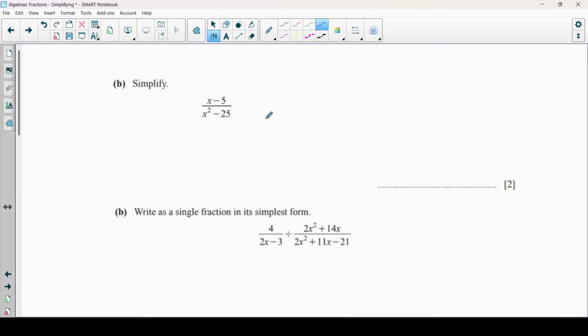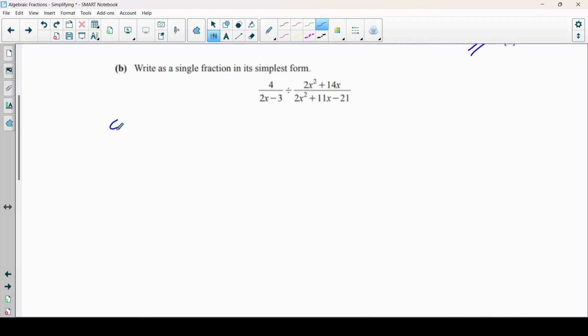There's nothing we can do with the top here, so that's just going to stay as x minus 5. However, the bottom, that's the difference of two squares. X plus 5, x minus 5. Now we can divide top and bottom by x minus 5. That leaves me with a 1 on the top, so 1 over x plus 5.